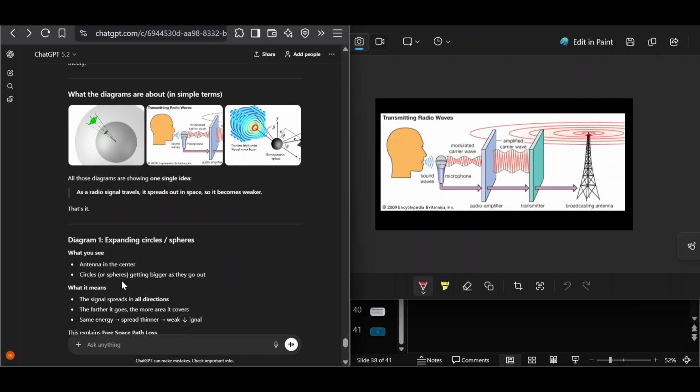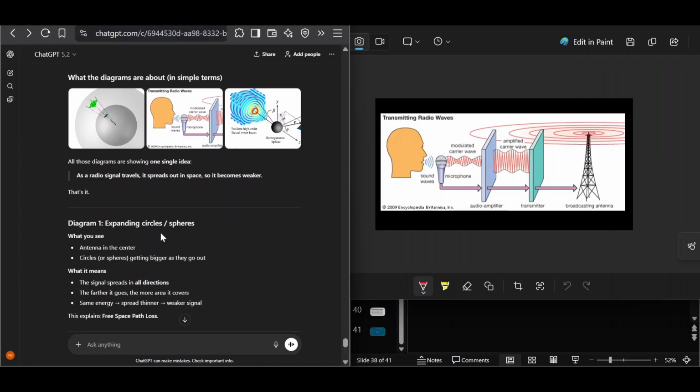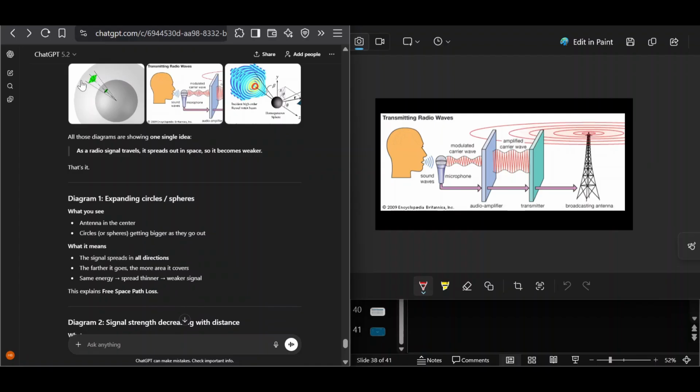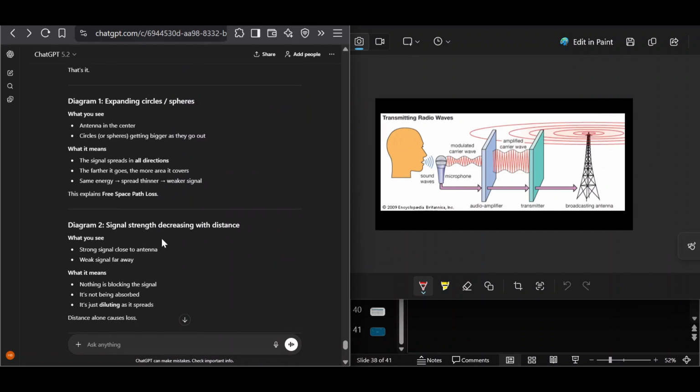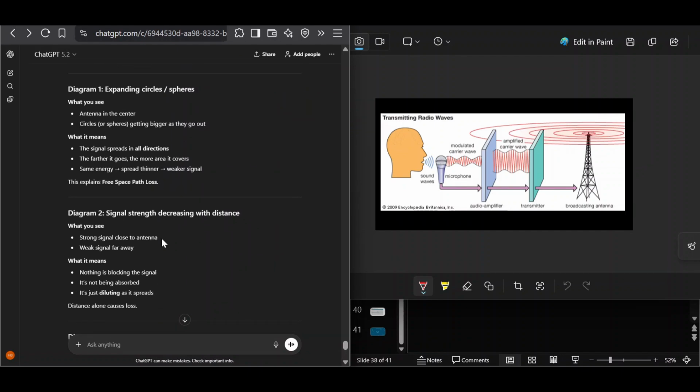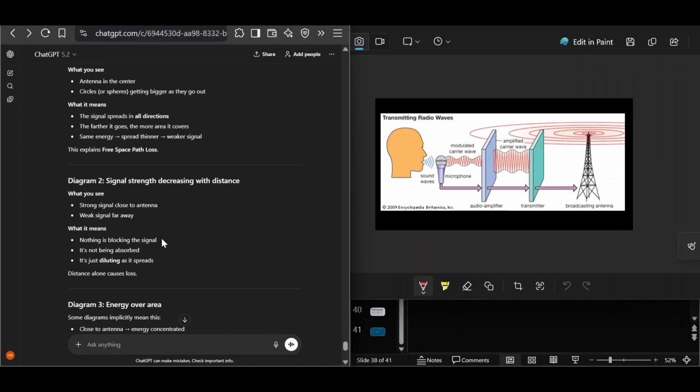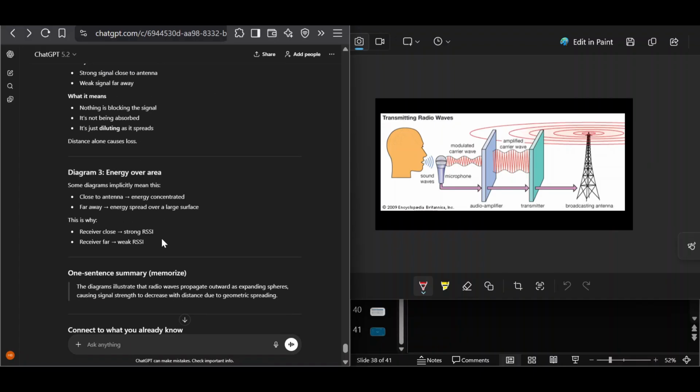The antenna is at the center, with circles or a sphere expanding in the diagram, getting fainter as they go out. The antenna is the center, and the circles get larger. The energy spreads in an aura: a strong signal close to the antenna, a weak signal far away.